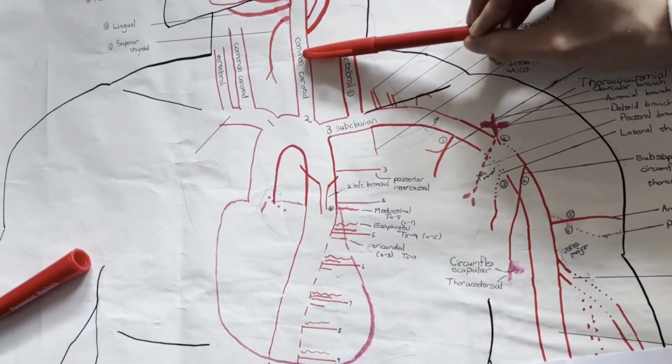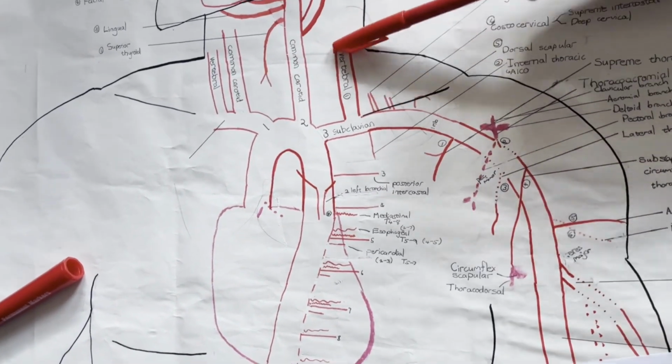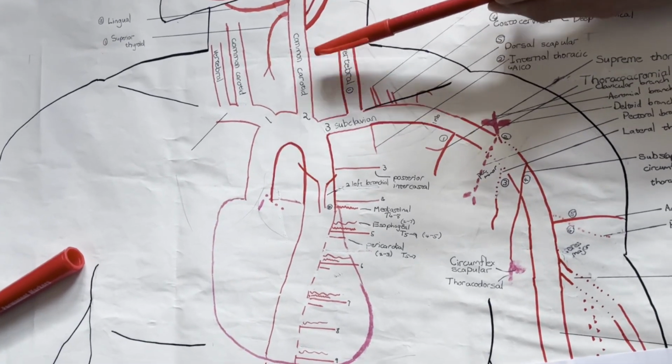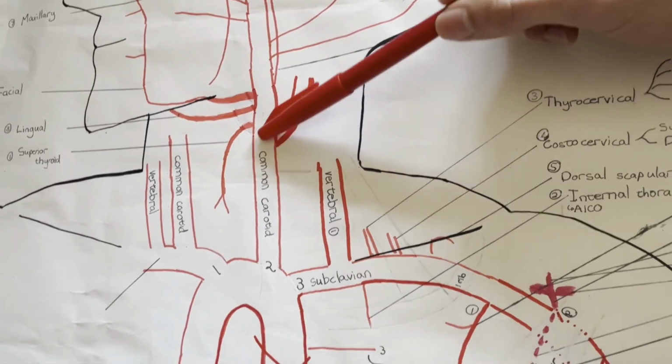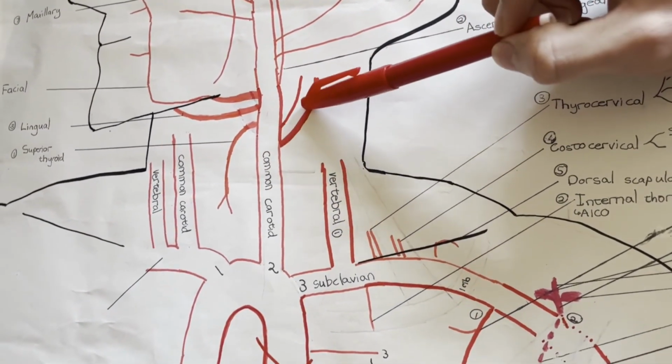When you see the word common, it means the artery is going to split. That is a universal rule. You see common or trunk and you know this artery is going to split sooner or later. So it divides into your external carotid and your internal carotid.